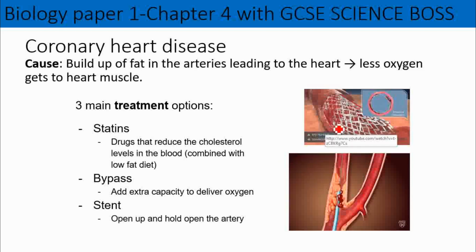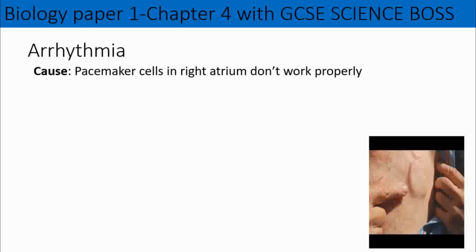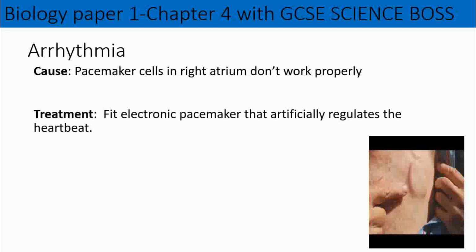Or finally you could use a stent. A stent is almost like a balloon. This is a stent here, or a mesh, which when it's inflated, opens up the artery, making more space for oxygenated blood to get to the cardiac tissue. Okay, arrhythmia, in which the heart is not beating properly. The pacemaker cells don't work properly, and remember the pacemaker is responsible for that proper rhythm. You could then be fitted with an electronic pacemaker that artificially regulates the heartbeat. So you can see a picture there.